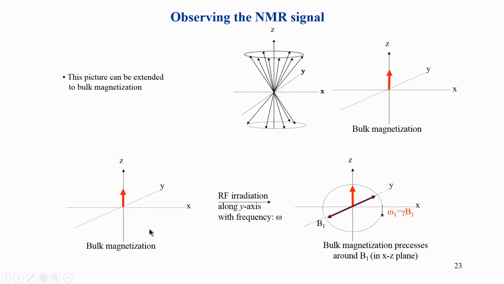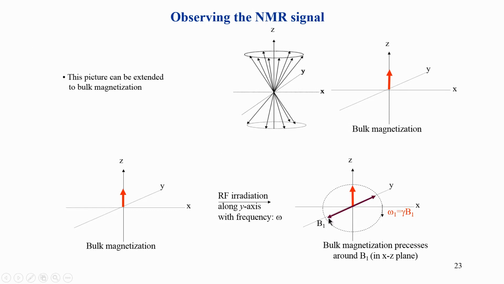In a similar situation we apply an RF radiation along the y axis, and now the spin starts precessing around the y axis. So, it is rotating in the zx plane. You see it goes from plus z to x, to minus z, to minus x, and so on. This is how it keeps rotating in the rotating frame around the applied magnetic field B1.